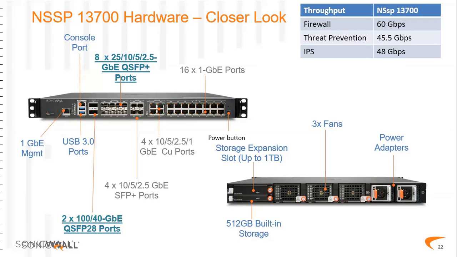So this one they have 512 GB built-in storage, which is more than the previous one. They have 3 fans, and the power adapter also has 2. The firewall throughput is up to 60, the threat prevention is up to 45.5, and the IPS throughput is up to 48.